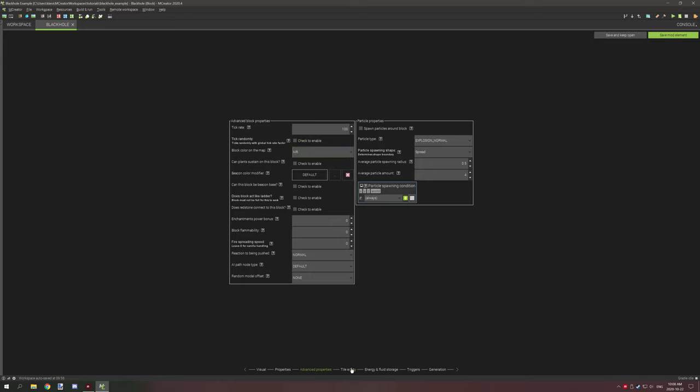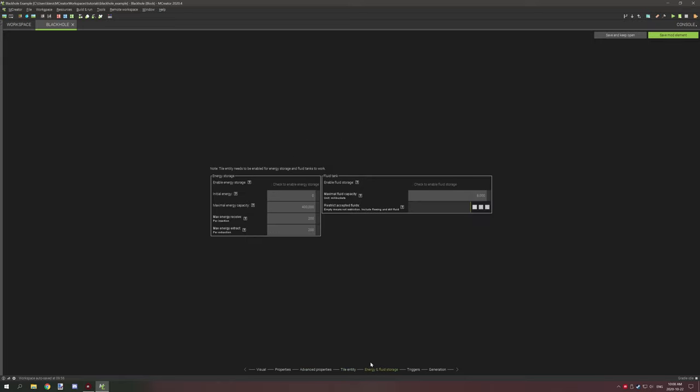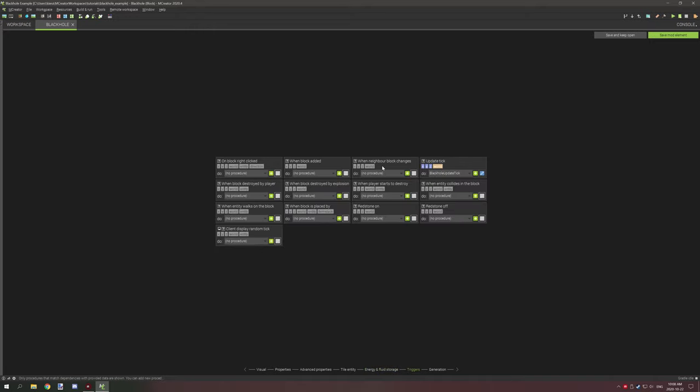Outside of that, this page is done. Tile entity, you don't need it. And for liquid and fluid storage and energy, you don't need those. Now the only procedure you need is an update tick, and to be honest, this is a really complicated one.